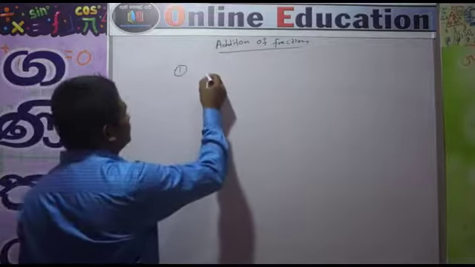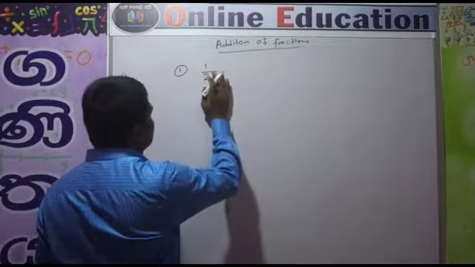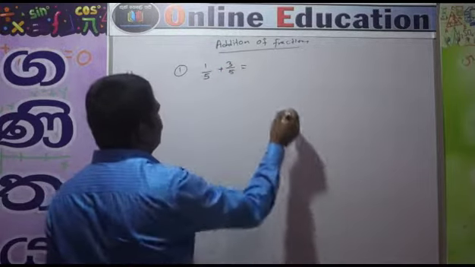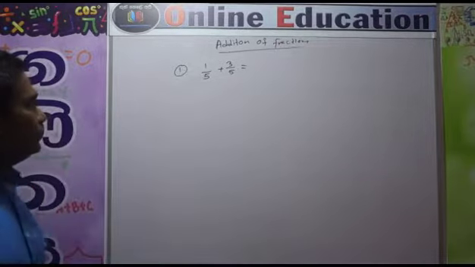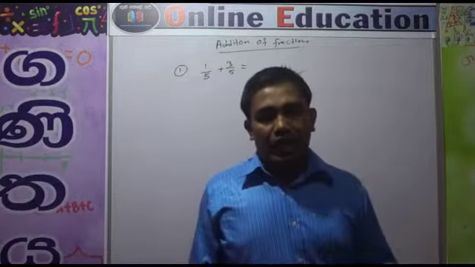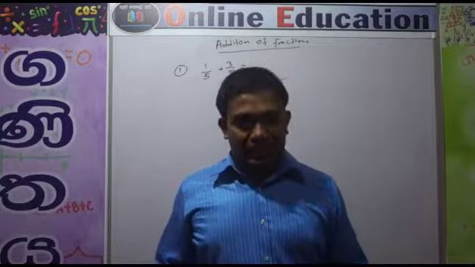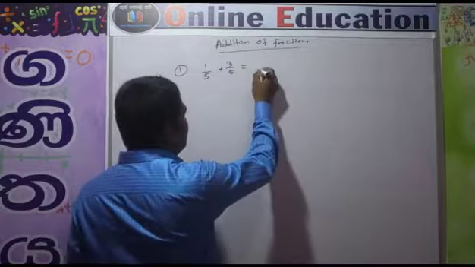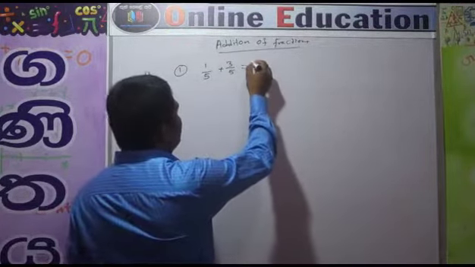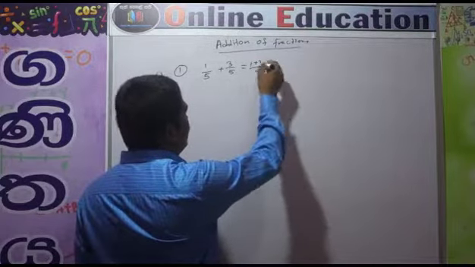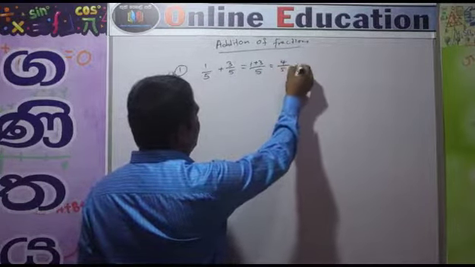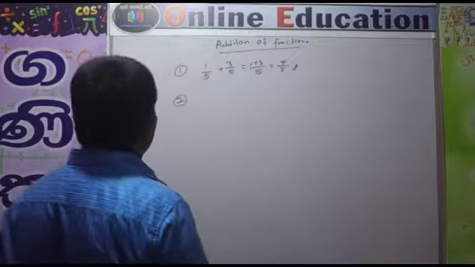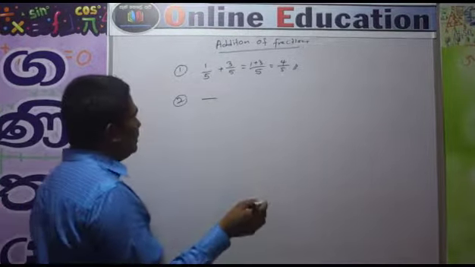Example 1. 1 over 5 plus 3 over 5. If the denominators are the same, the answer's denominator is the same. Very easy. 5, the answer denominator will be the same. Add numerators together. 1 plus 3, 4 over 5. Okay. We'll discuss different denominators. If the denominators are different numbers, we'll discuss how we can solve this.